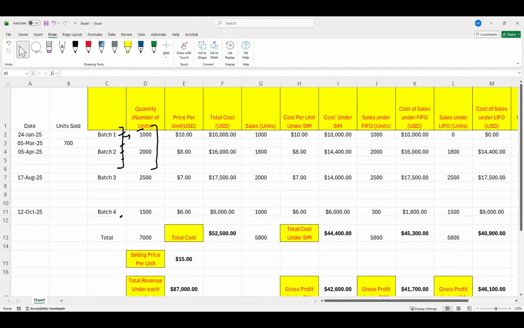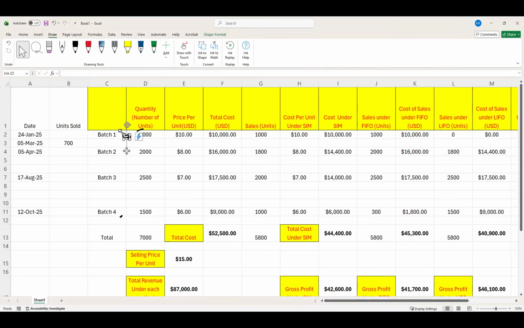So if suppose we are using, let's say, LIFO, then what will be the inventory level at the end? If we have to determine that, then the first sale is easy. Out of 1000, 700 was sold.